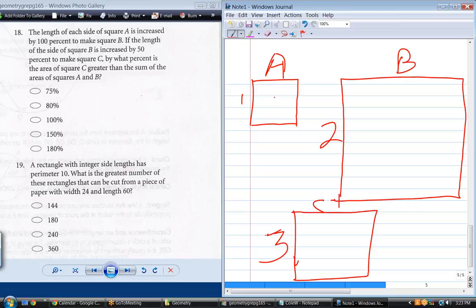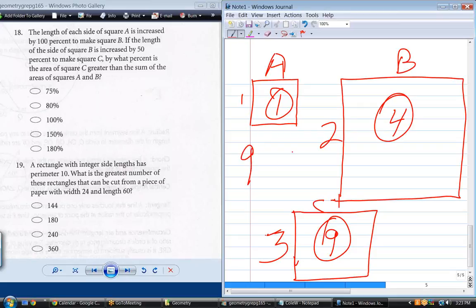What's the area of A? 1. What's the area of B? 4. What's the area of C? 9. What percent is 9 greater than the sum of 1 plus 4? In other words, we're comparing 9 with 5. How do you increase 5 to make it 9? Isn't it 180%? Yes.